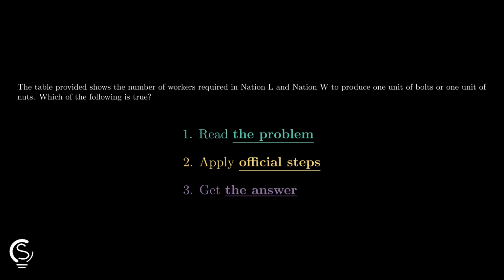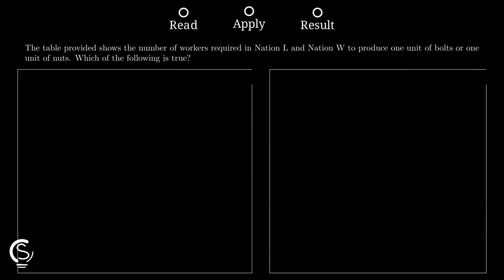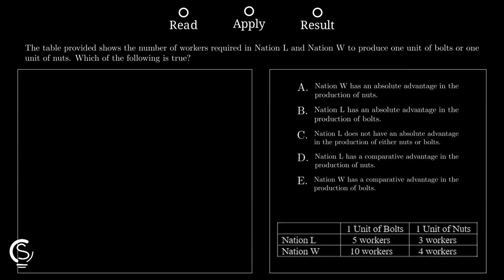Finding absolute advantage is fast. We compare labor inputs for two nations to see who produces goods more efficiently today. First, identify that this is an input-based problem because the table shows the number of workers required. In these cases, the nation using fewer resources holds the absolute advantage here.